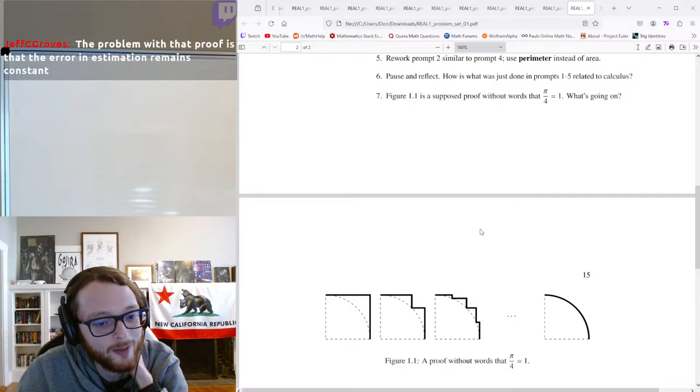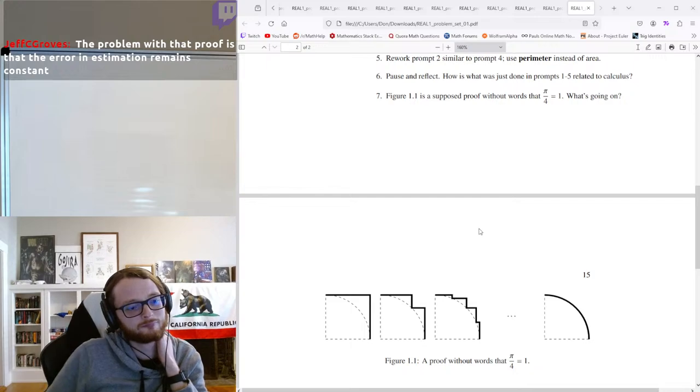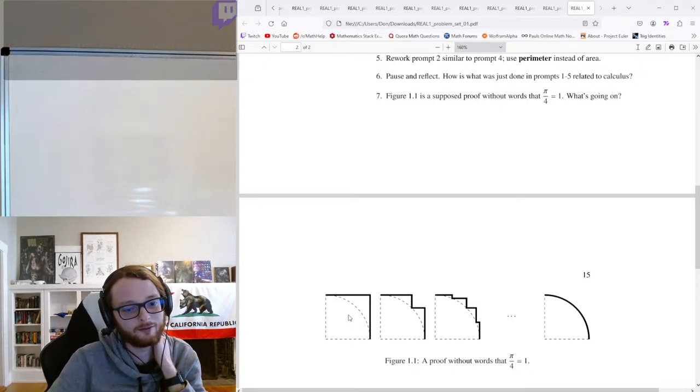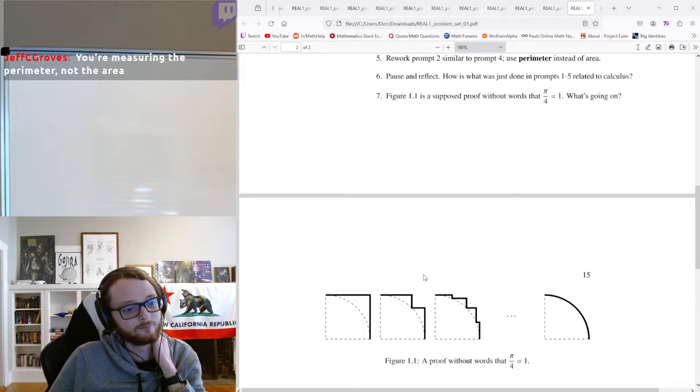The problem with that proof is that the error in estimation remains constant. How's that assumption being made? Wait, the error in estimation remains constant, or not? Really? That doesn't seem like it. In the first stage, you have the error here, which is eliminated in this next one. Measuring perimeter, not area.